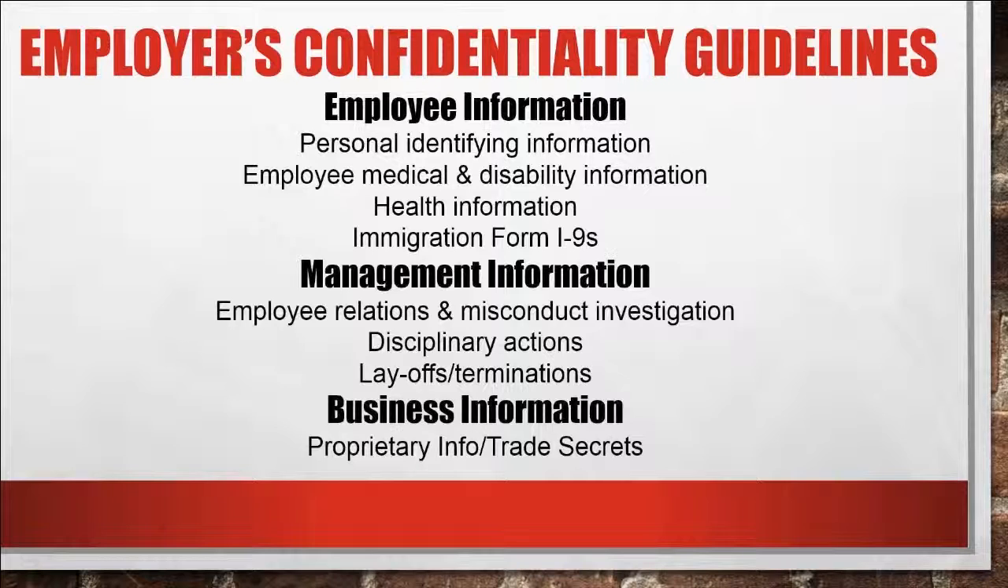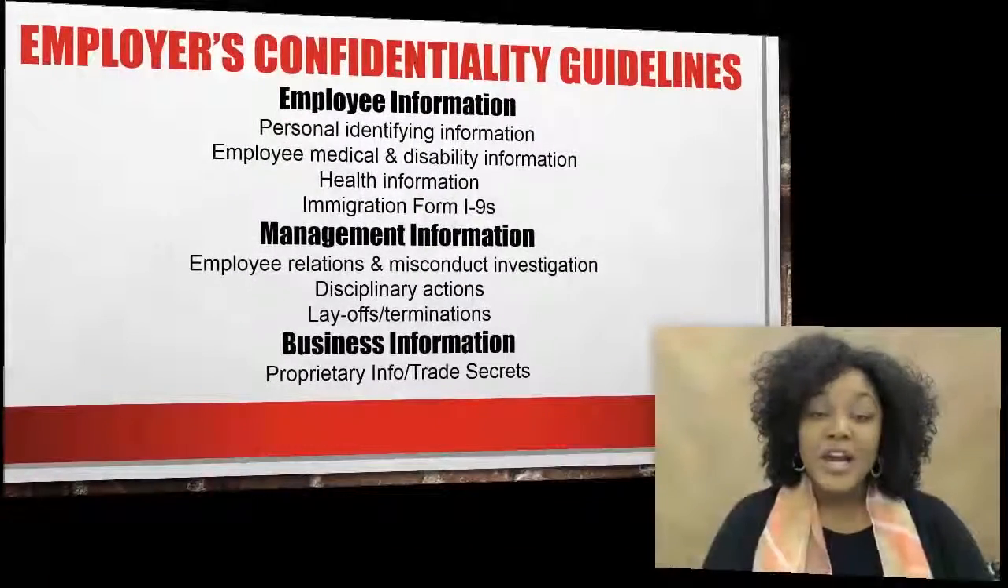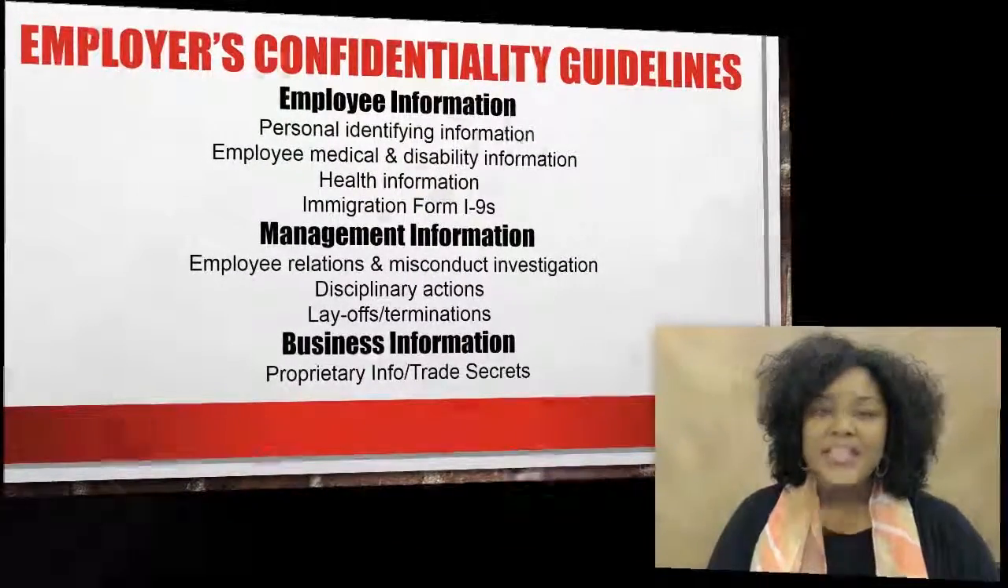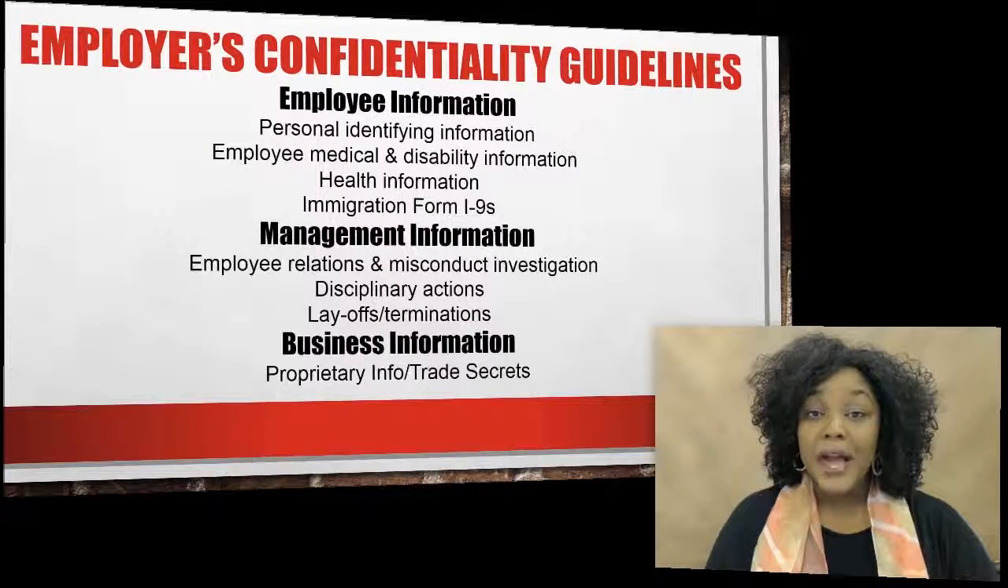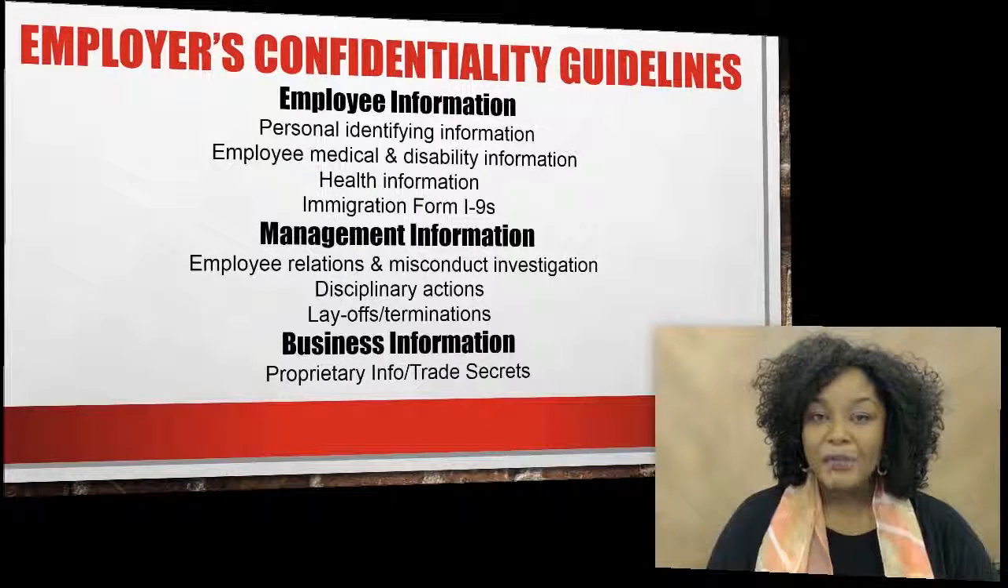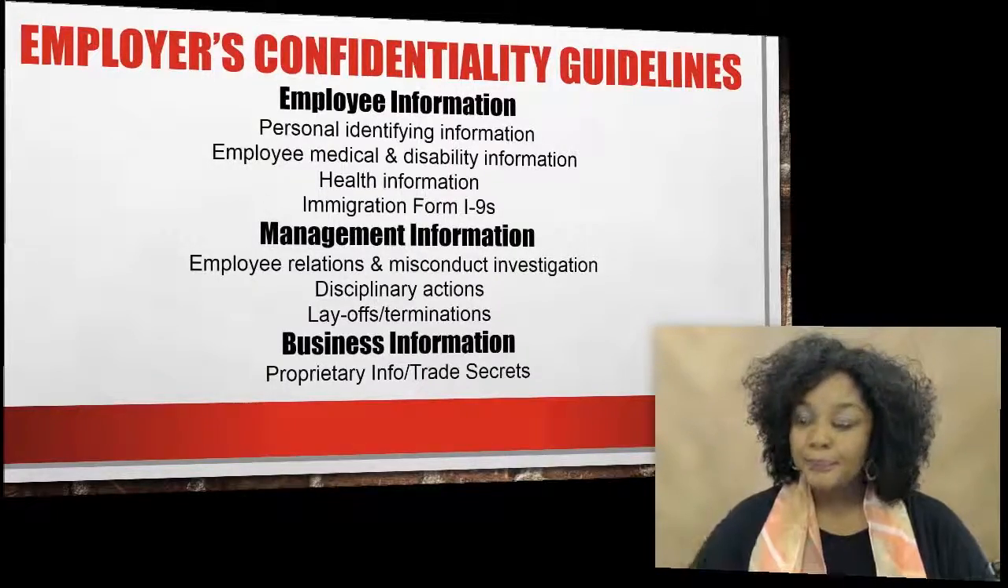And the third area of guidelines is our business information. This includes information about proprietary information and trade secrets. It's important to note that when we're talking about business information, this includes things like secret ingredients, company budgets, anything that deals with the ownership or proprietary top level information regarding that particular business or company.